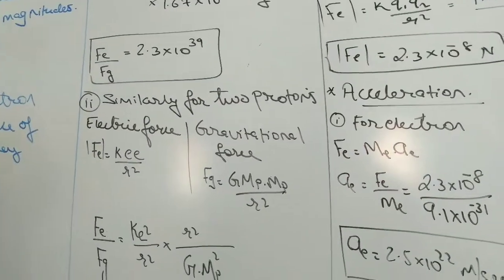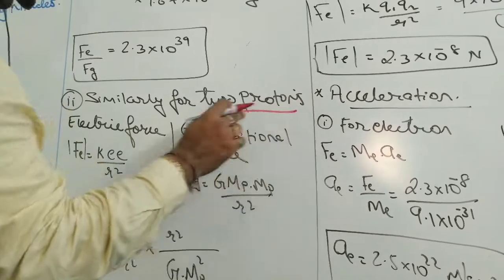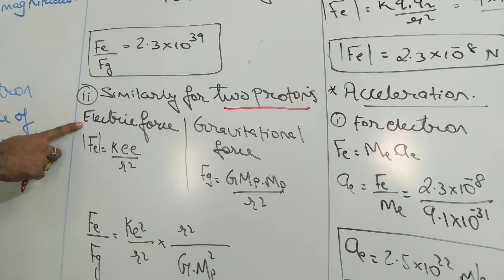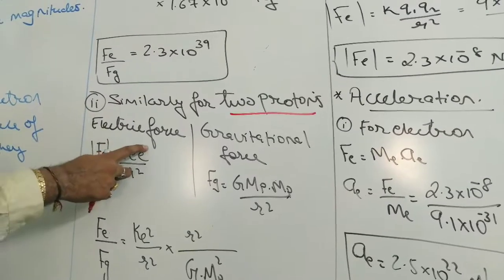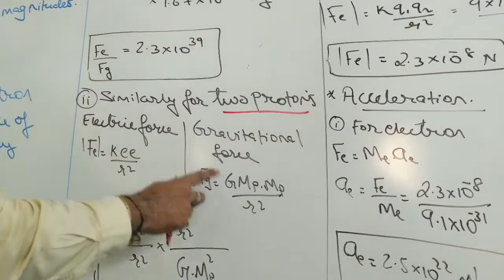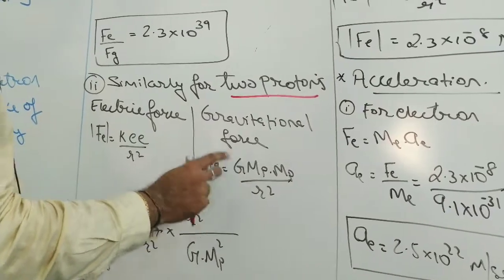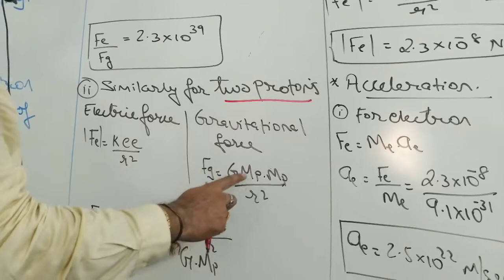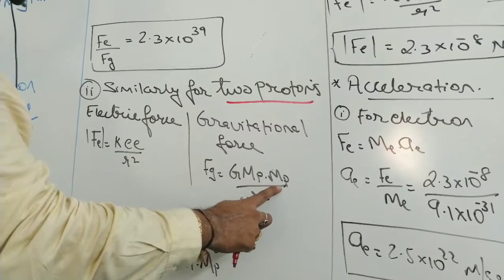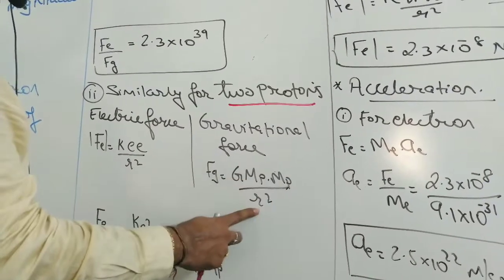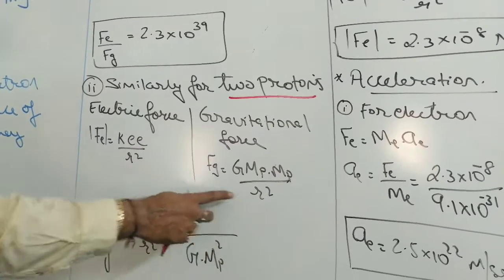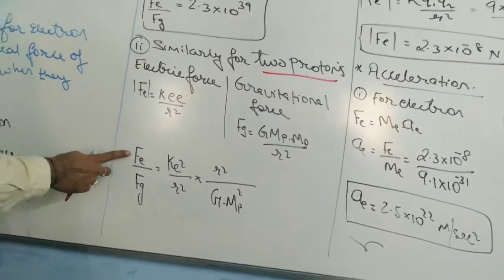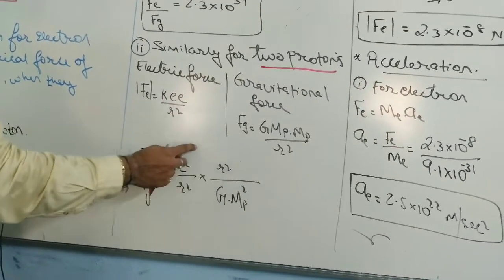Similarly, next case is for two protons. In case of two protons, again we'll write electrostatic force is Ke square upon R square. For gravitational force, students, just remember one thing: we have taken two protons, so mass of proton into mass of proton, G m_p square upon R square. Take the ratio of these both, electrostatic force upon gravitational force.